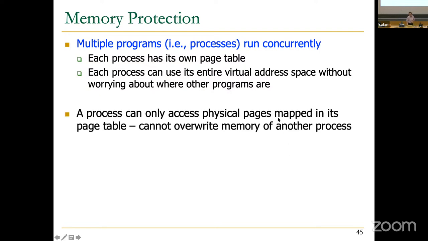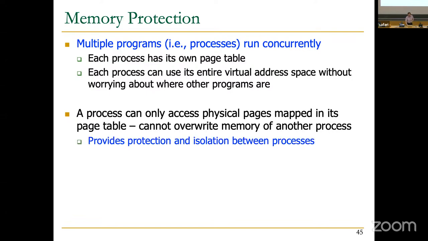A process can only access physical pages mapped in its own page table, and cannot overwrite the memory of other processes, basically. And this enables essentially isolation, right? You're isolating processes from each other. And it provides protection also. But protection has other categories also, because within a process, you may be able to read a page, but not write it, right?